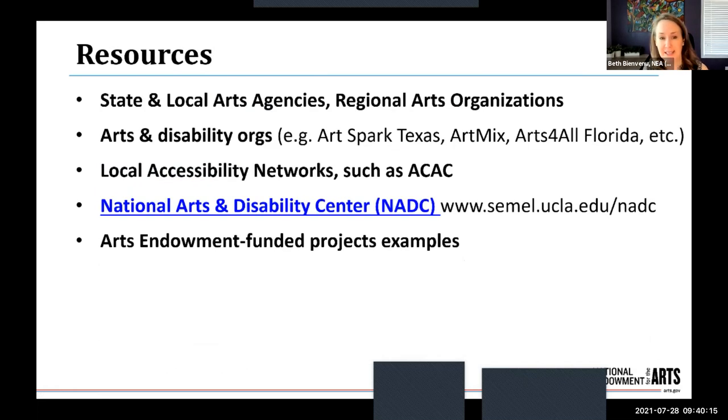Your state and local arts agencies are a great resource. The Missouri Arts Council and the Illinois State Arts Council are great resources. As I said, the Mid-America Arts Alliance is our regional disability arts organization. These aren't in your area, but ArtSpark Texas, ArtMix in Indiana, and Arts for All Florida are former VSA affiliates. There are local art accessibility networks such as ACAC. There's also one in Chicago, and the National Arts and Disability Center at UCLA. We also have a lot of funded projects that we can provide to you, if you're interested, of other NEA funded organizations, if you want to see some examples.